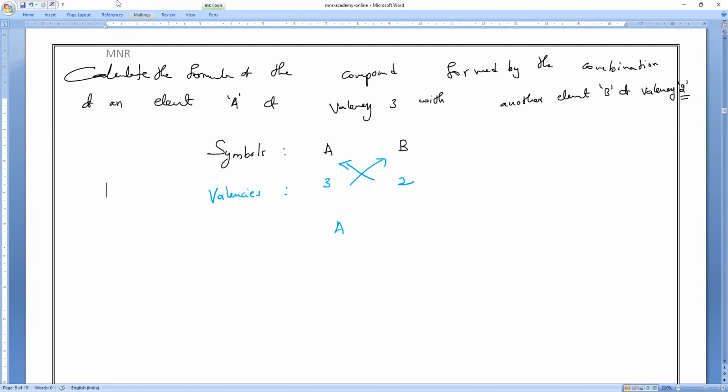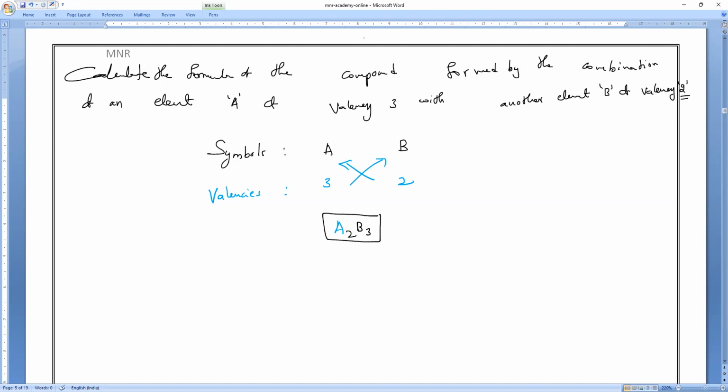A2, B3. That is the chemical compound. So you have to remember that. Write it. A2, B3. Okay. All of you clear?